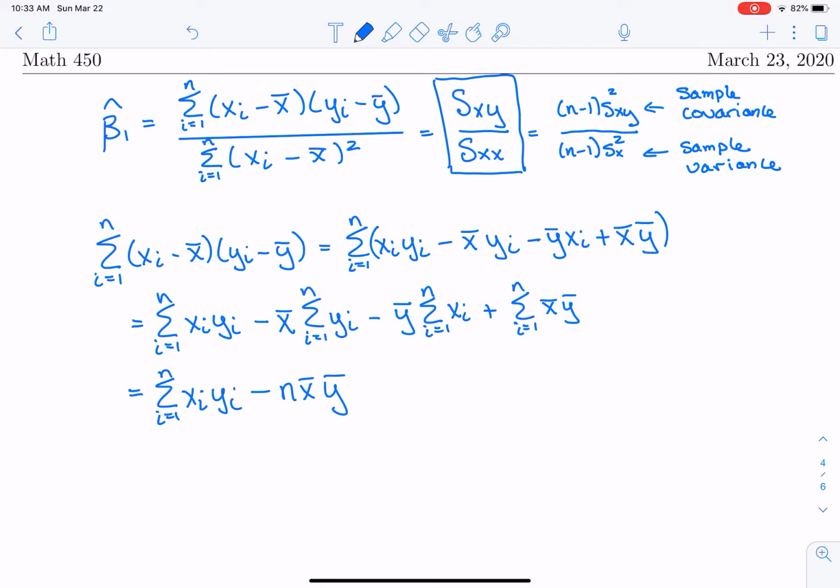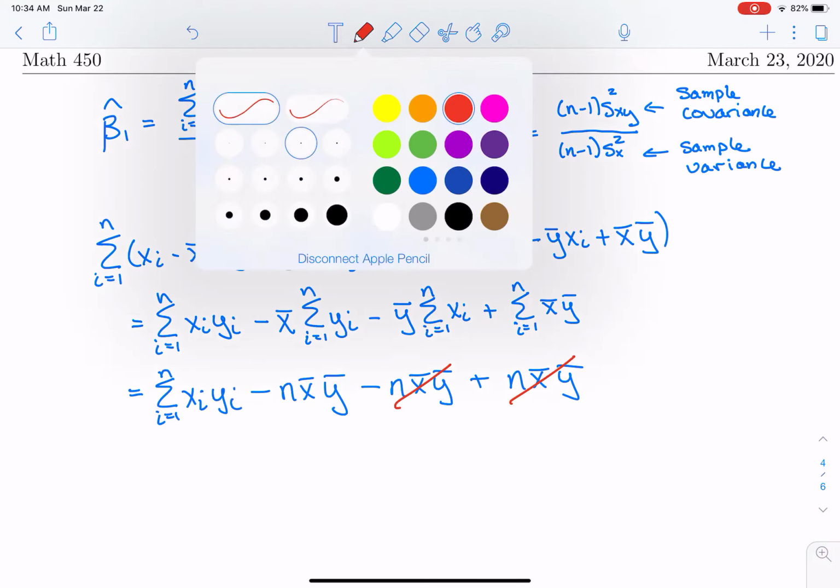So what we really have in the second term is n x bar y bar. Then minus, we have the sum of x sub i's in the next term. That can be n x bar, so we have n x bar y bar. And then finally, we're summing up in the last term just constants. We're summing up the same constant n times, so that's going to be n x bar y bar. And so you'll see that the last two terms actually cancel, and that's exactly what we wanted for our numerator.